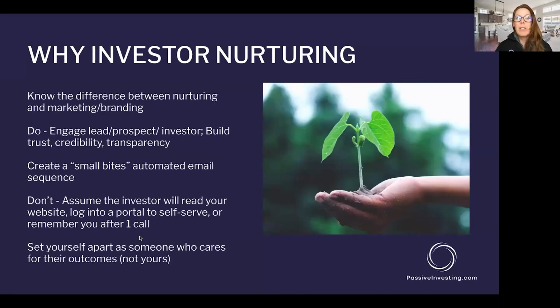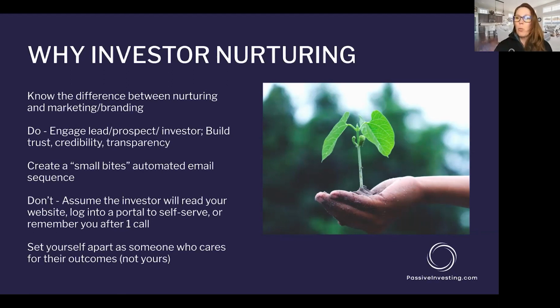Okay, so why have an investor nurturing process? I always like starting with why. You have to first understand that investor nurturing is different from marketing. And I think a lot of people really confuse that. They think if I'm doing marketing, branding, posting things on social media, constantly putting out content, people are going to be attracted to that and come into my world. And that is very true.